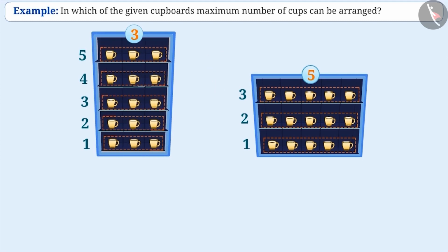In the first cupboard, there are 5 rows and in each row only 3 cups can be arranged. So here you can arrange a total of 5 into 3 cups. Now, think about the second cupboard. Here the arrangement is a bit different. Here, there are 3 rows in which 5 cups can be arranged in each row. So, a total of 3 into 5 cups can be arranged in the second cupboard.